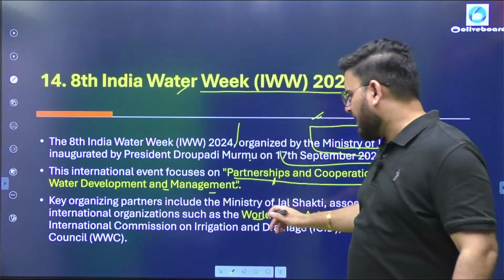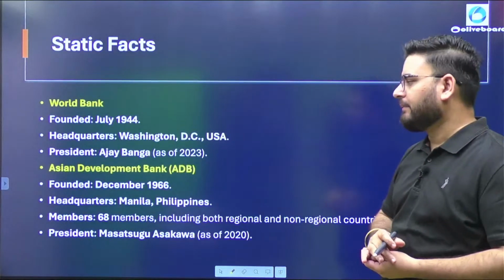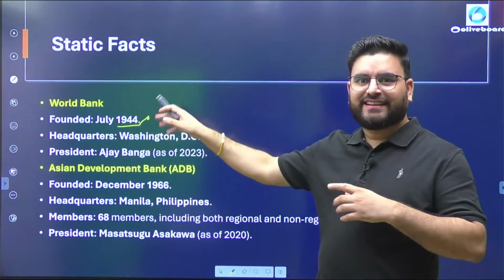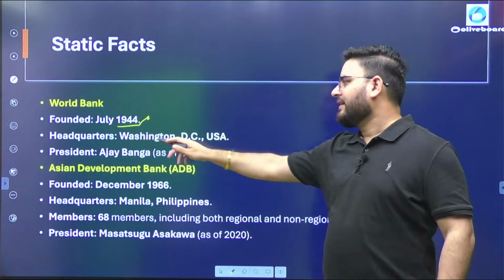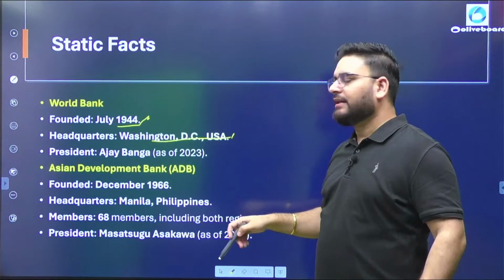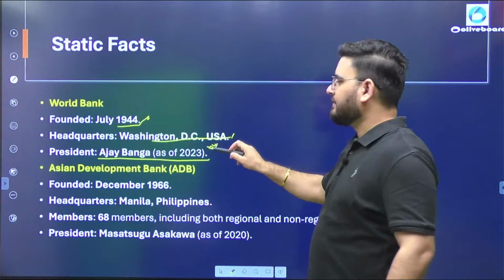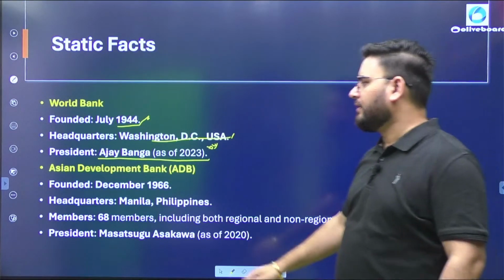All right. So here we have to read about the static thing, which is about the World Bank and Asia. The World Bank was founded in July 1944. 1944-45, the same year. Okay. Headquarters is in Washington DC, USA. The current president, very very important, is Ajay Banga. He is an Indian, right, and he is the president of it.